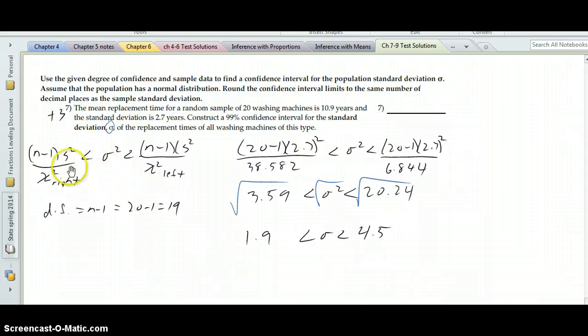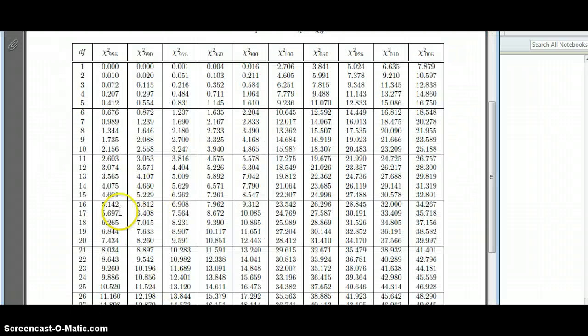And this comes right off your formula sheet here. And their n is 20 and s was 2.7. And then we just have to look at our chi-squared table for the chi-squared left and right. And since the sample size was 20, we look in row 19, and we're looking for the 99%. So I'm going to go to that chi-squared table. Row 19 is right here, but we want 99%, which means there's a 0.5% to the left, which would be this column, and a 0.5% to the right.